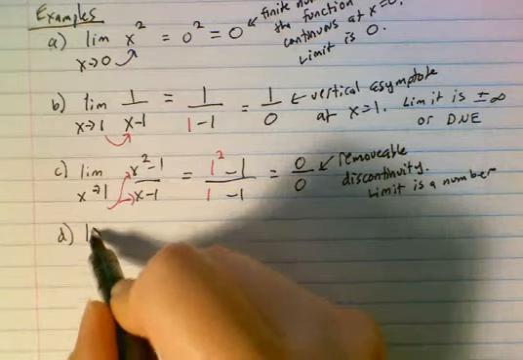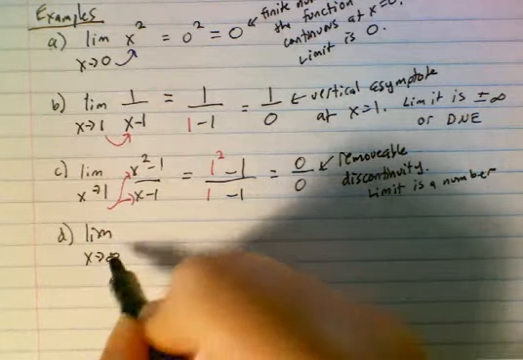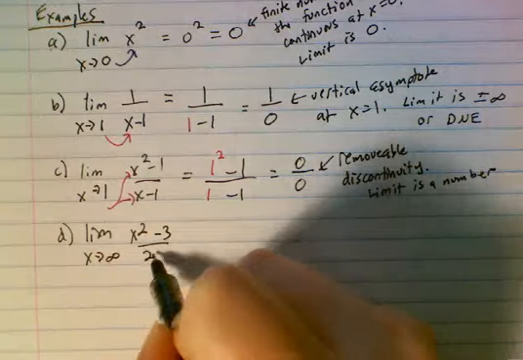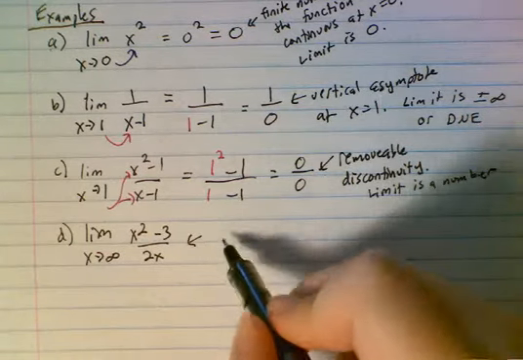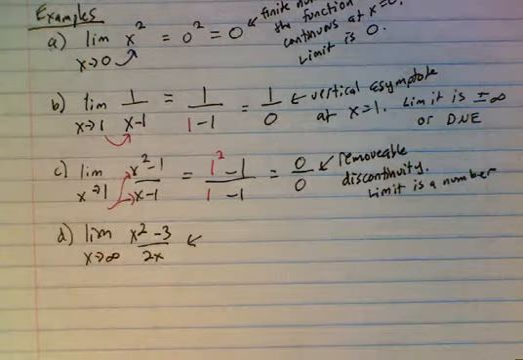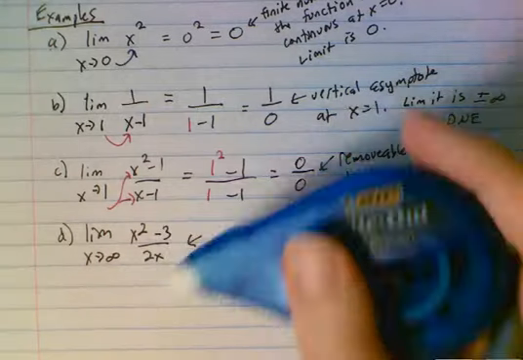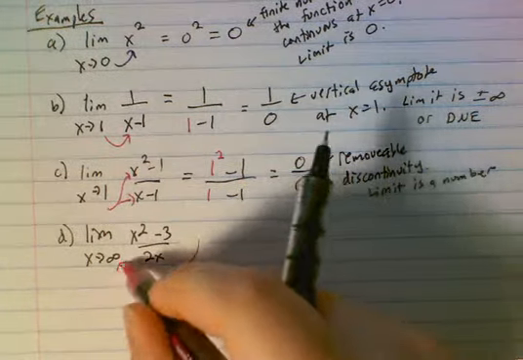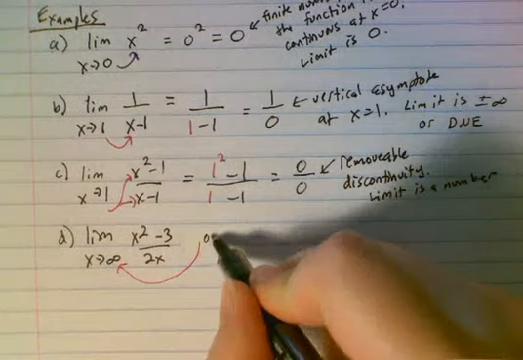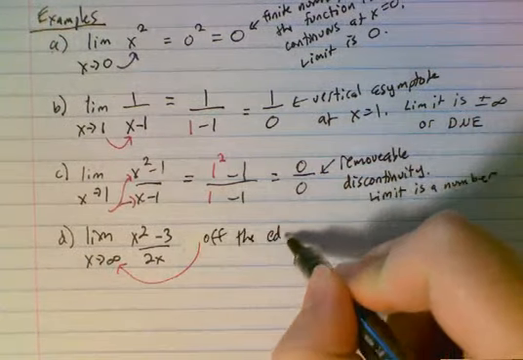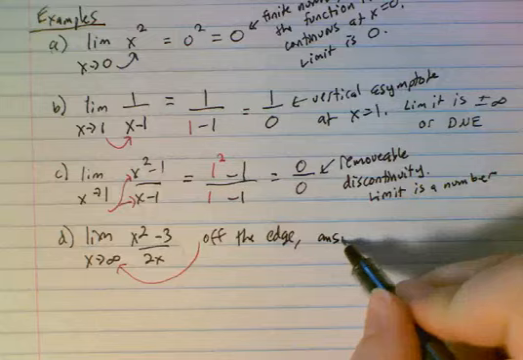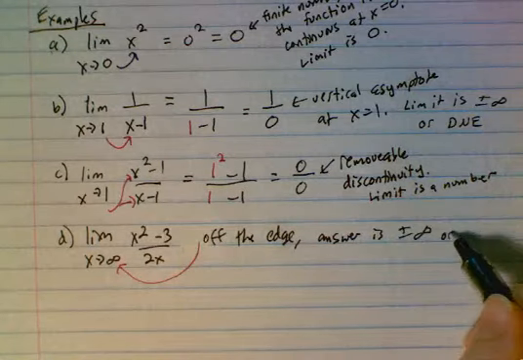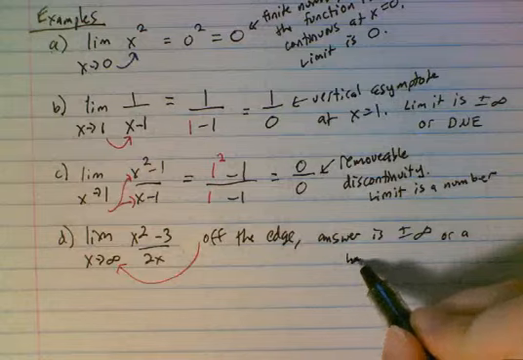And then something like this, limit as x approaches infinity. I really don't even have to look at what I'm writing here. It could be anything. As soon as I see that, I know we're in a situation, actually I shouldn't even put the arrow pointing there. I should really put it pointing over here. It means we're going off the edge. The answer is either positive or negative infinity, or a horizontal asymptote.